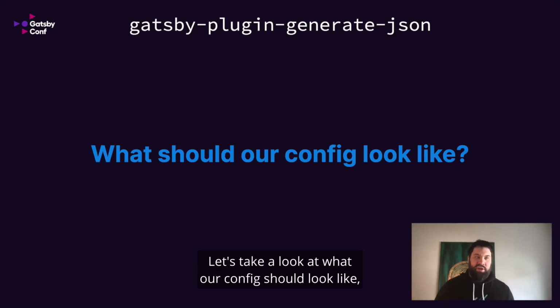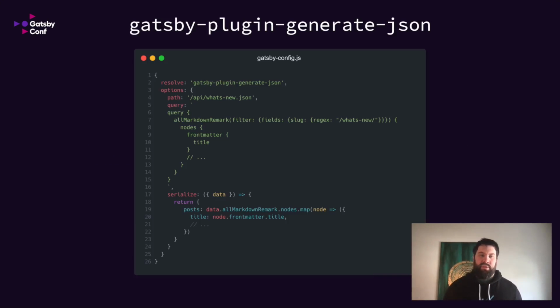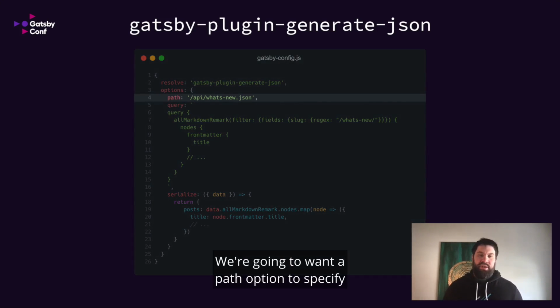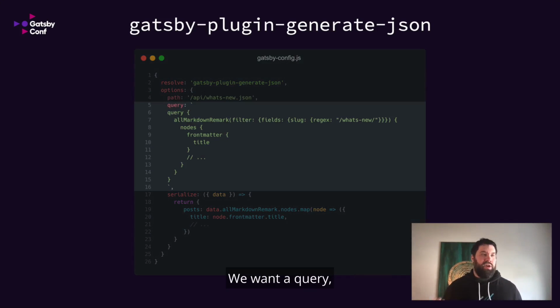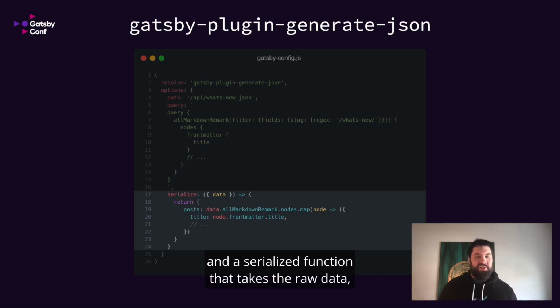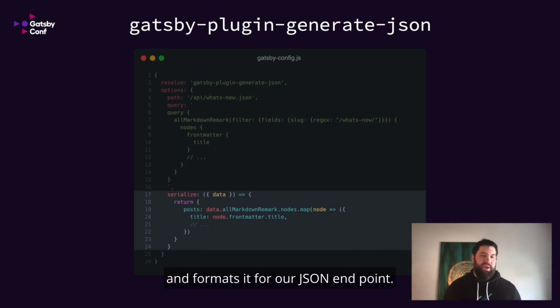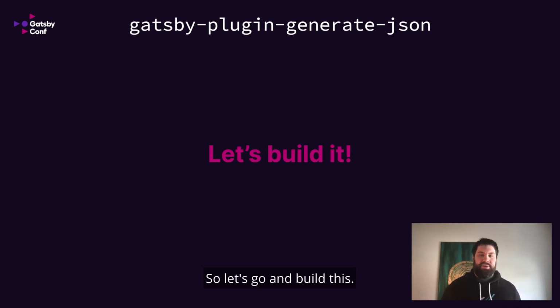Let's take a look at what our config should look like so that we understand the options that we want support for. So this is what we have. We're going to want a path option to specify where this endpoint is going to live. We want a query, optional query, in case we want to get data out of GraphQL, and a serialize function that takes the raw data and formats it for our JSON endpoint. So let's go ahead and build this.